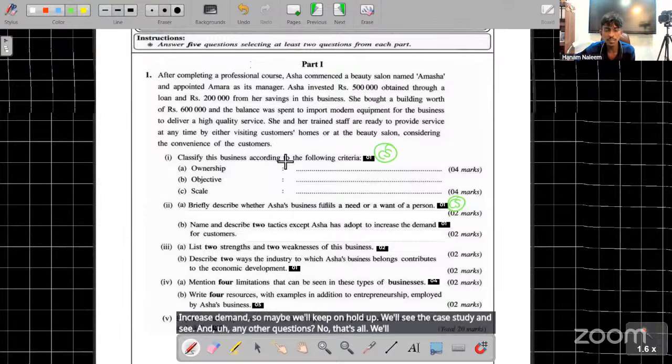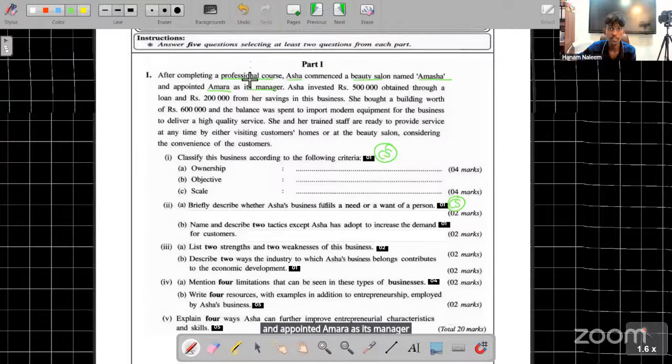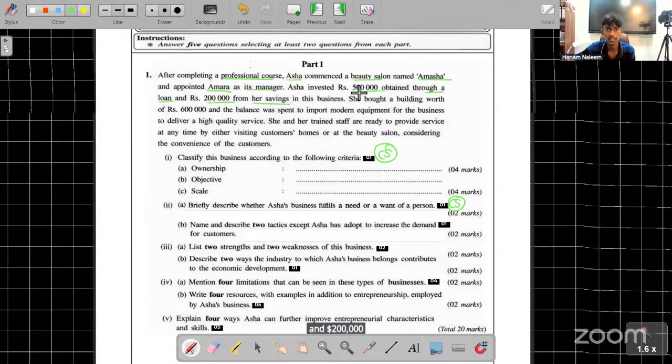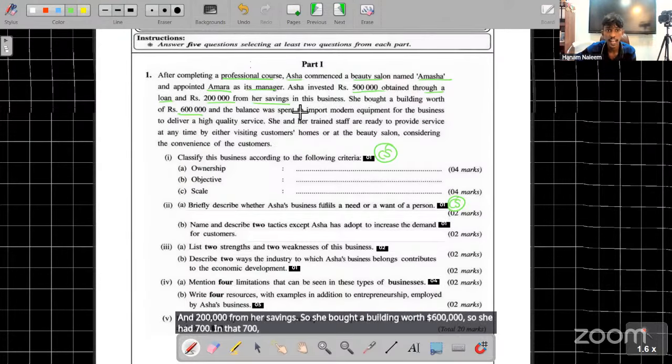We'll see. Classify the business according to the following criteria. After completing a professional course, Asha commenced the beauty salon named Amasha and appointed Amara as its manager. Asha, business name Amasha, manager Amara. Asha invested 500,000 obtained through a loan and 200,000 from her savings. So she bought a building worth 600,000. So she had 700, and of that 700, 600 was spent on the building. The balance was spent to import modern equipment for the business to deliver a high quality service.